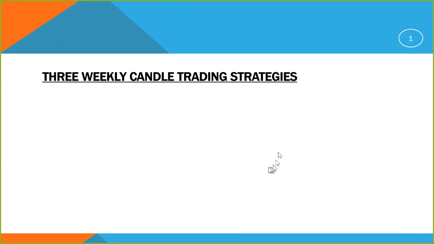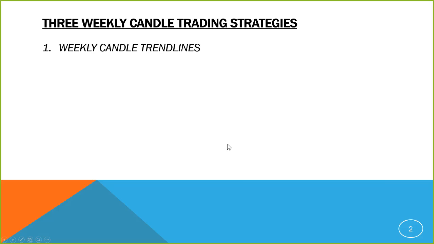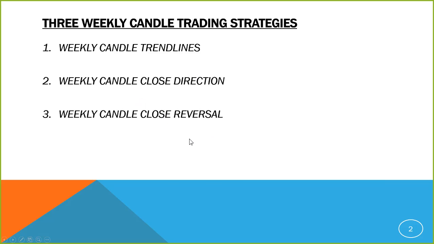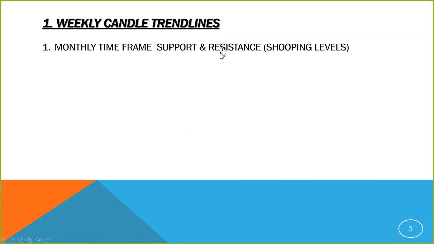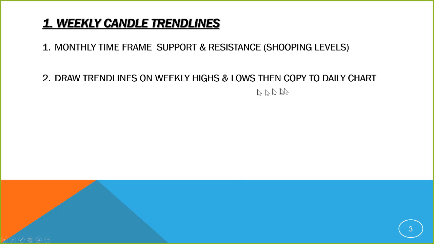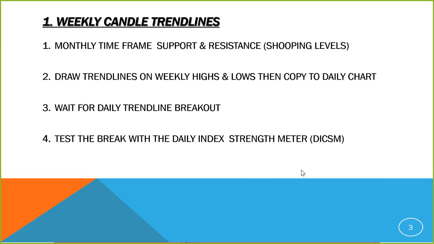So just going quickly over yesterday, we've got the three weekly candle trading strategies, which are the weekly candle trend lines, the weekly candle close direction, and the weekly candle close reversals. And we need to know exactly when to use them. For the weekly candle close trend lines, we're looking at monthly support and resistance on the monthly time frame, and then drawing trend lines on the highs and the lows, copying them to the daily chart, waiting for the daily breakout, and making sure the index meter is with us.